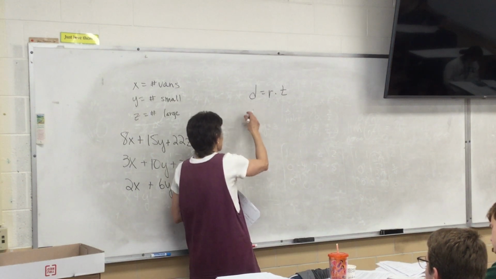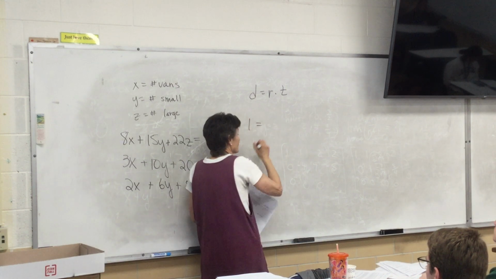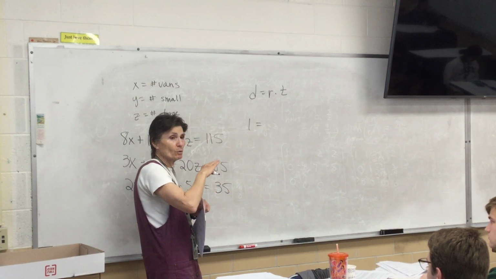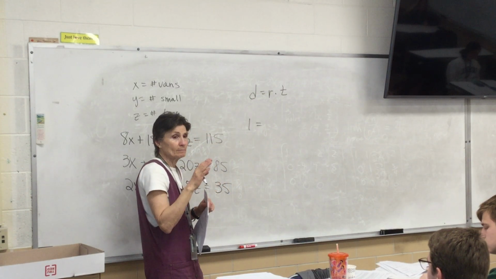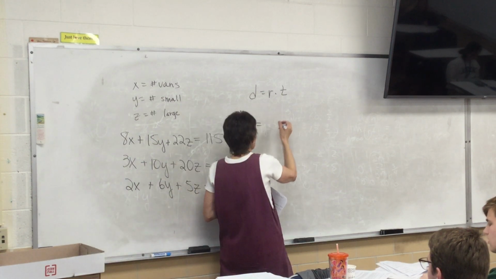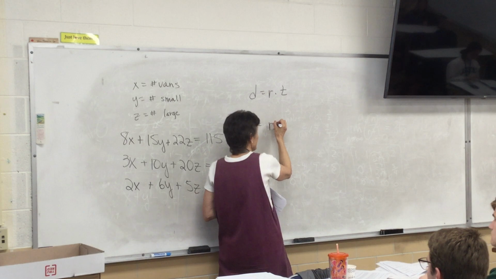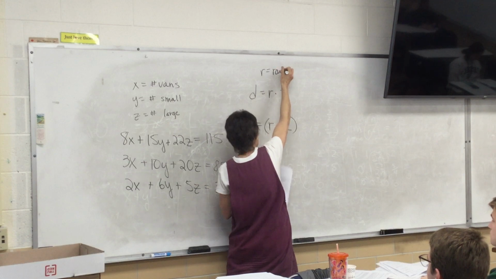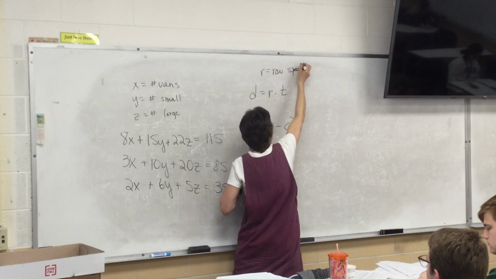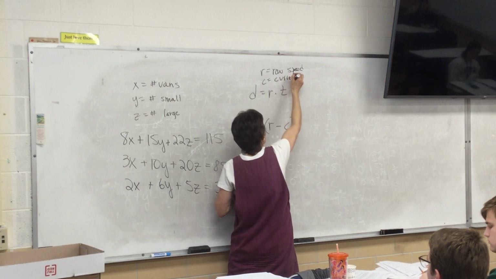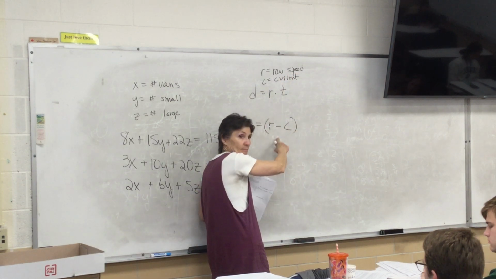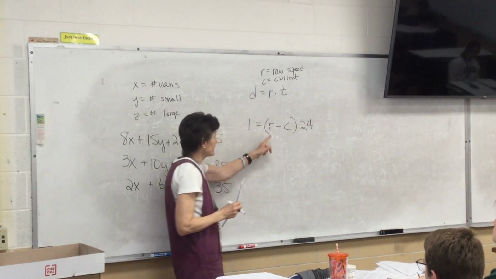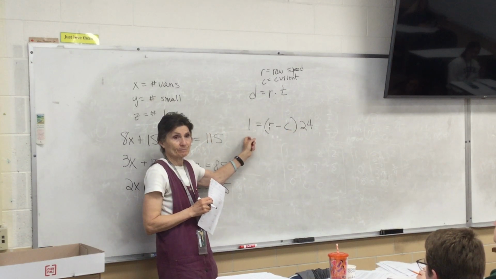So we know our distance is 1 mile. I have no idea what the rate of the boat or the current are, so I'm going to call them R and C. Upstream, if I'm rowing against the current, if I let R be my row speed and C be the current speed, then this is my rate: R minus C. And it takes me 24 minutes to do that. So rate times time is distance.